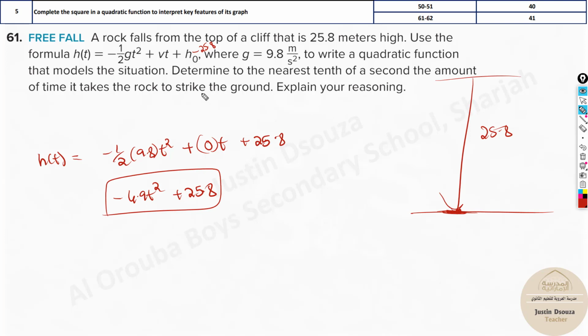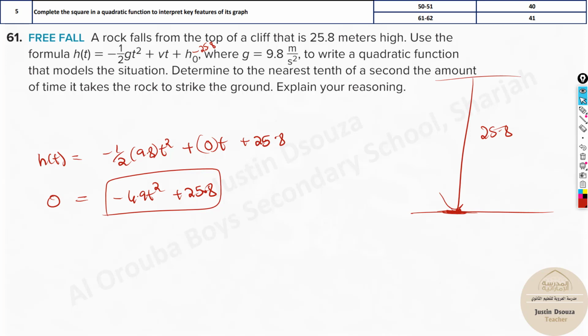That's the equation. What else do they want? The time taken when it strikes the ground. Now solve this equation. Equate this to 0. Solve this as a quadratic equation. Find the solution for the t value. Basically, that is the answer for the time it takes to strike the ground.